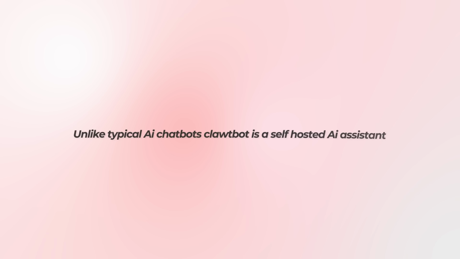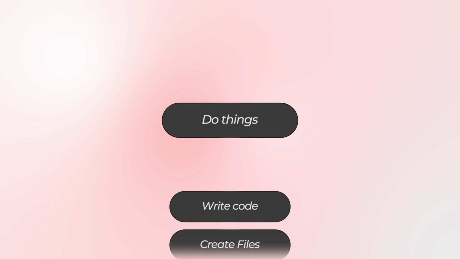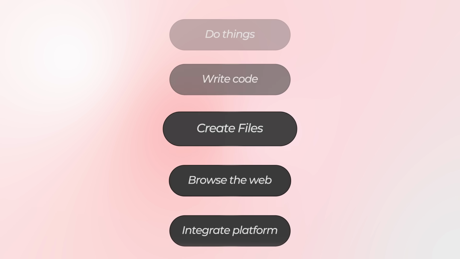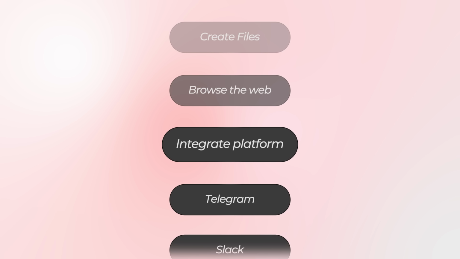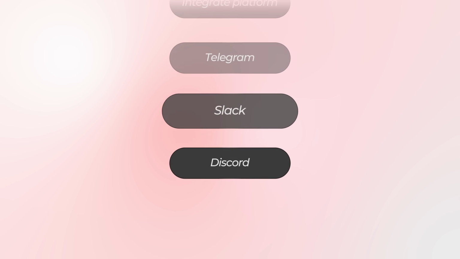Unlike typical AI chatbots, ClawdBot is a self-hosted AI assistant that runs directly on your computer. It connects to powerful AI models like Claude or ChatGPT for intelligence, while the agent itself lives locally on your PC. And this means it can actually do things for you, like write code, create files, browse the web, and integrate with platforms like Telegram, Slack, and Discord.